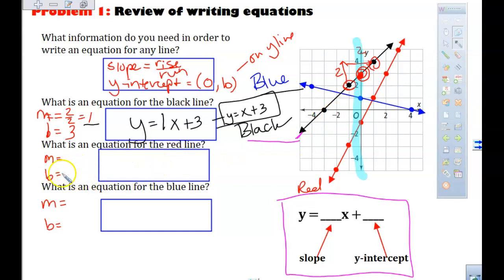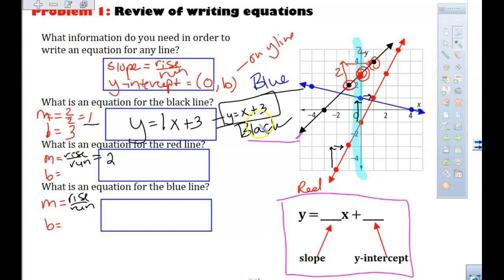Right now, out in front of each of these, please count your rise over run for your red line and your blue line, and tell me what you're getting for your slope and your y-intercept for each of those. Slope down here for the red line.